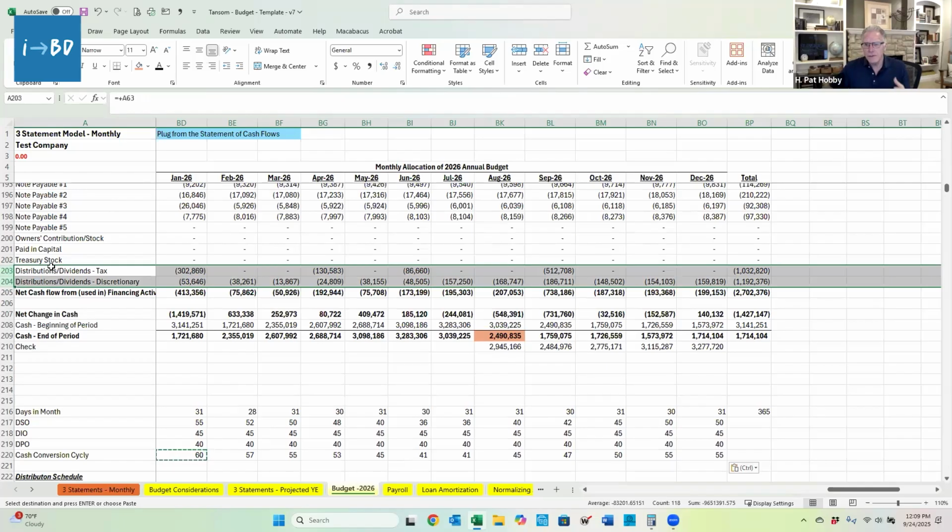Because you can look at it and say, this shows I had distributions of $1.8 million. I don't have that money. Yeah, because 1.4 of it went to taxes or whatever the number is. Right. That's why it's just helpful to do that.